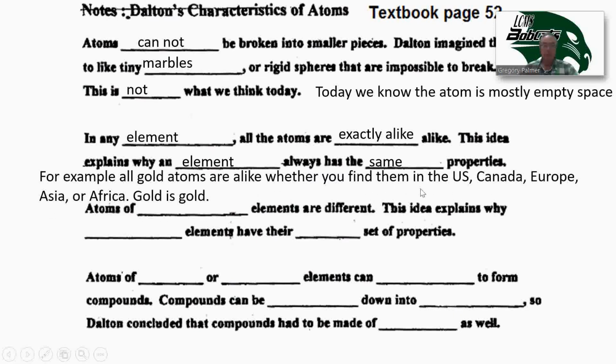Dalton also realized that atoms of different elements were different. This explains why different elements have their own unique set of properties. This is why the properties of gold are different than the properties of oxygen. Dalton also realized that atoms of two or more elements could combine to form a compound. A compound can be broken down into elements.